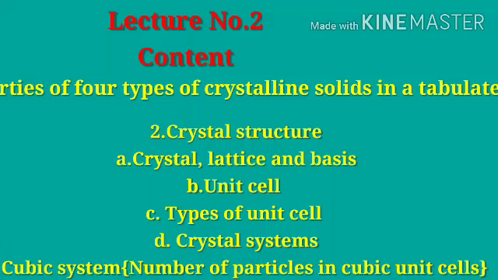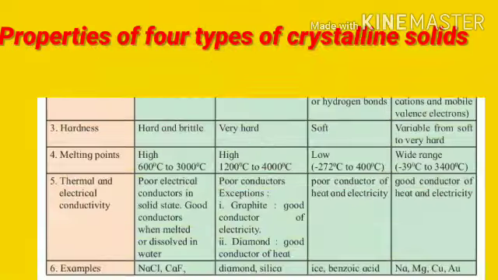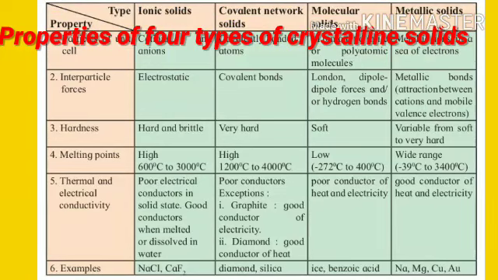Students, here we start the second lecture of solid state. Properties of four types of crystalline solid in a tabular form and crystal structure we are going to see. The properties of the four types of crystalline solid are: particles of unit cell, interparticle forces, hardness, melting points, thermal and electrical conductivity, and examples.